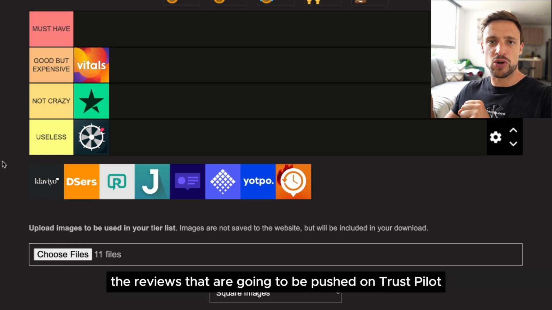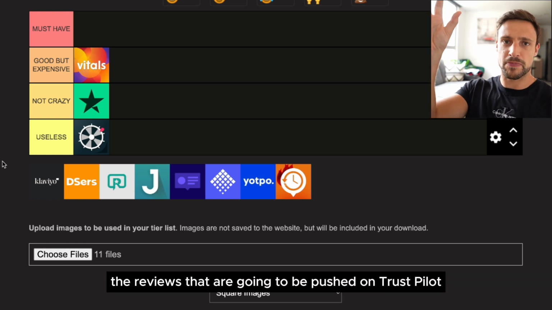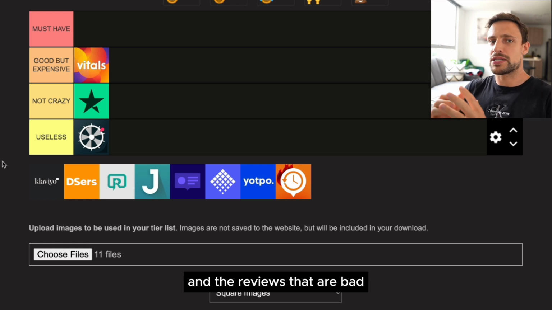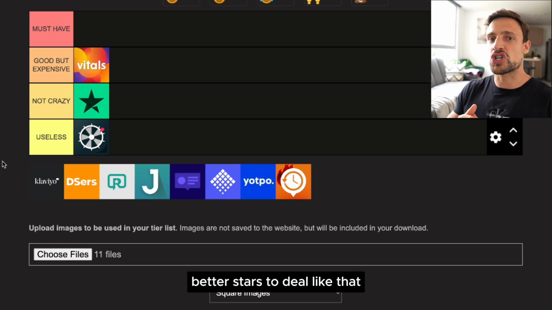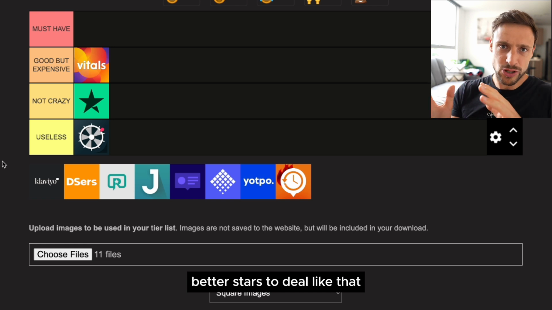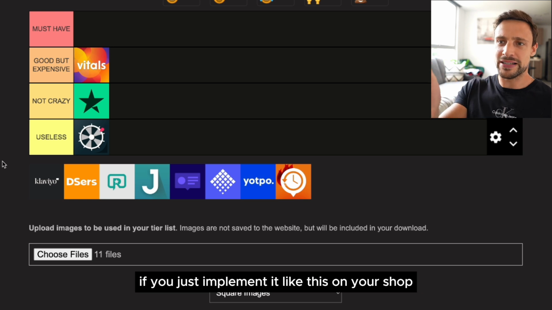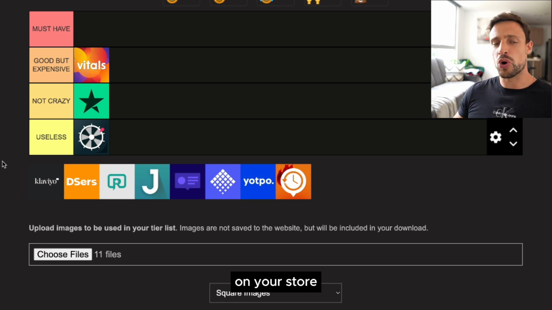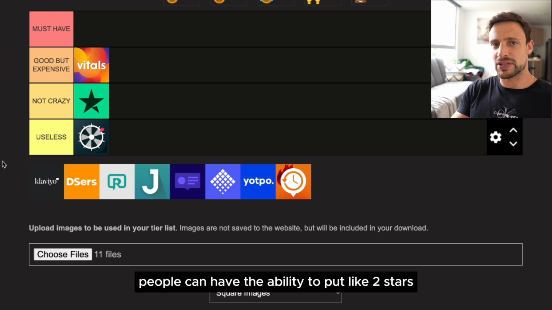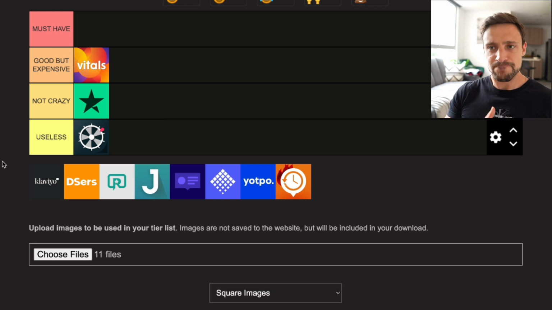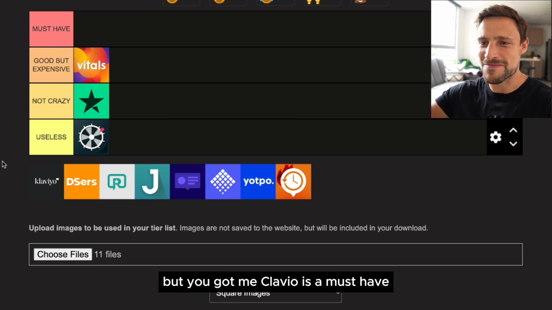It selects between the reviews that are going to be pushed to Trustpilot and the reviews that are bad or need better stars, so that your customer service deals with those reviews in order not to destroy your Trustpilot page. If you just implement it directly on your store, people can put 2 stars and then your brand is... can't say the word, but you get me.